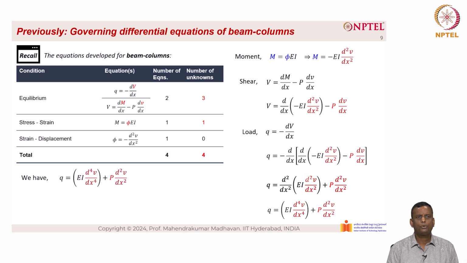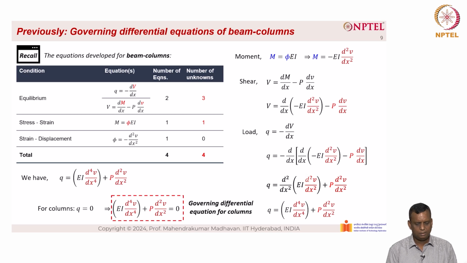So we have q equal to EI into d power 4 v by dx power 4 plus P into d square v by dx square. For columns, q equal to 0, there is no lateral load acting. So EI into d power 4 v by dx power 4 plus P into d square v by dx square is equal to 0. So this is the governing differential equation for columns.